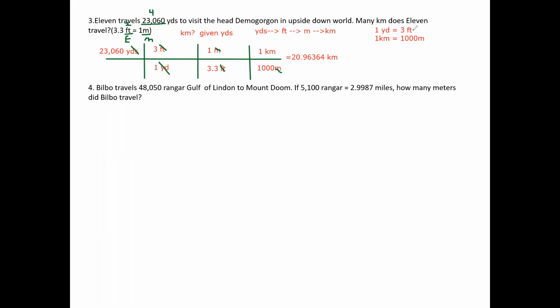And then 1 yard is 3 feet. Yard is the English system. Feet is the English system, so this is exact. So infinite. 1 kilometer is 1,000 meters. This is also exact. So our answer should be rounded to 2 significant figures. 1, 2. After the 0 is a 9, so we round it up to 21 kilometers.